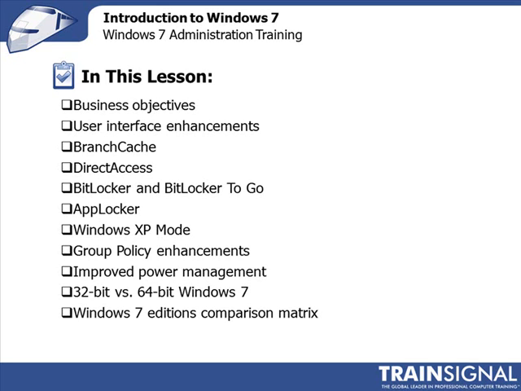I'll then provide a little bit of information regarding group policy enhancements that have been made to Windows 7. And then we'll discuss improved power management in Windows 7 and why it will benefit GlobalMantic. For the last two items, we'll talk about the differences between 32-bit and 64-bit Windows 7, and then you'll see an overall Windows 7 editions comparison matrix that shows you all of these items side by side and shows you which editions of Windows 7 support which features.